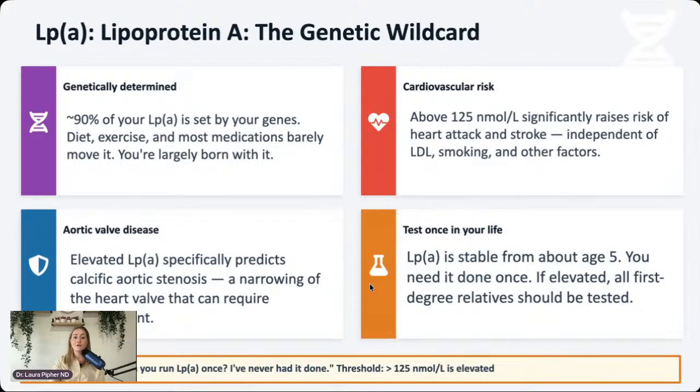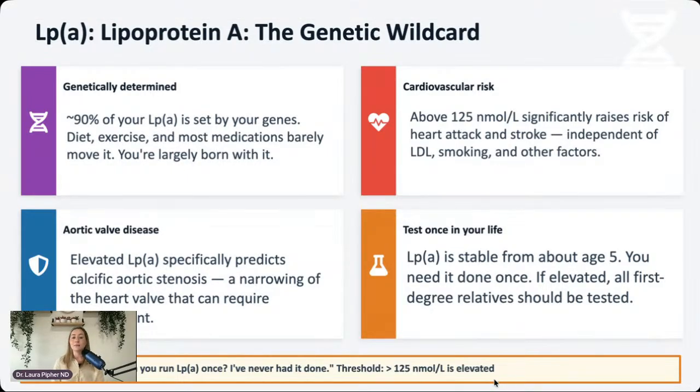So about 1 in 5 people have an elevated lipoprotein A. Most of them don't know. And this is the explanation behind people who exercise, eat well, don't smoke, and have normal cholesterol having heart attacks in their 40s and 50s. And so I think this is a worthwhile marker to have tested.